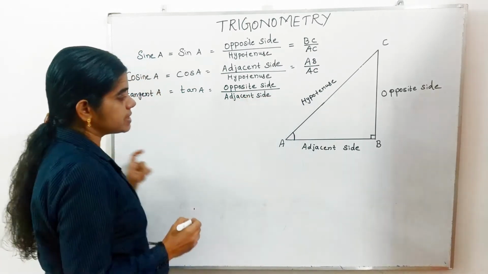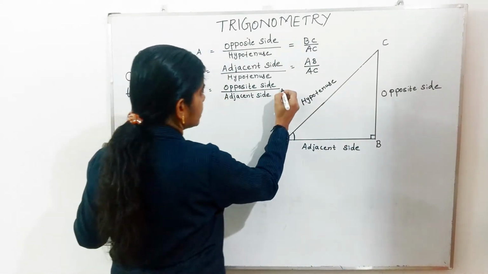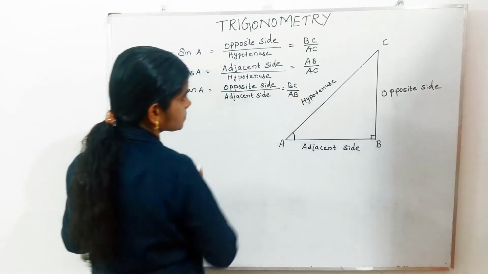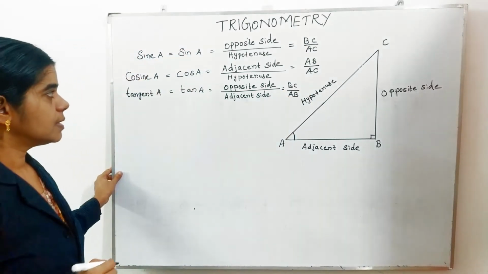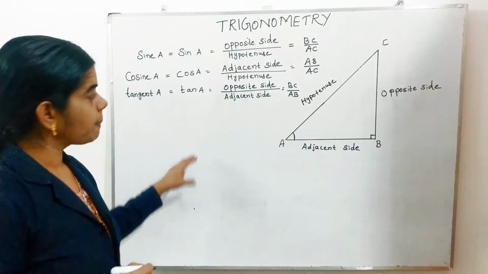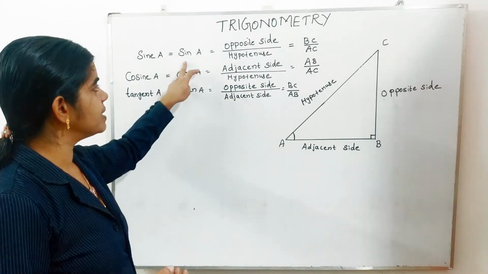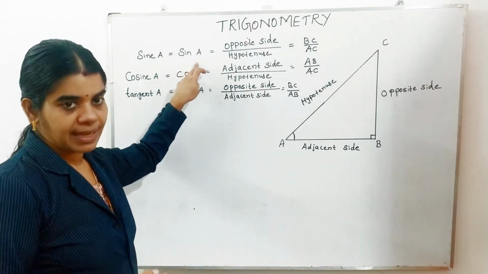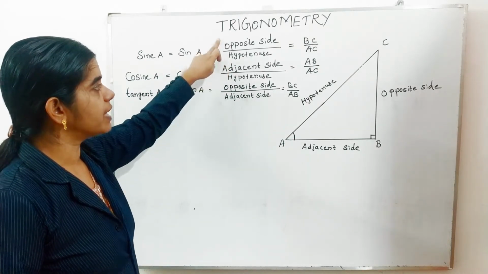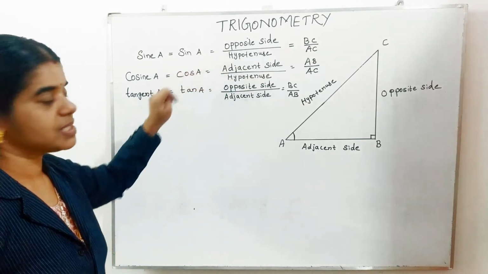What is the opposite side? BC by AB. That is equal to BC by AB. Next, now three trigonometric ratios are over. Next we want to discuss another three. That all will be the reciprocal of sin A. That means we will write hypotenuse first. Hypotenuse divided by opposite side. That is secant.